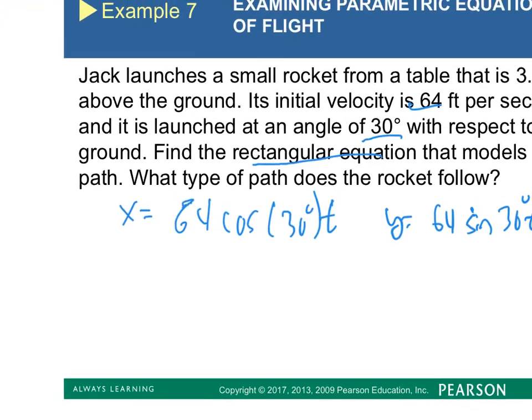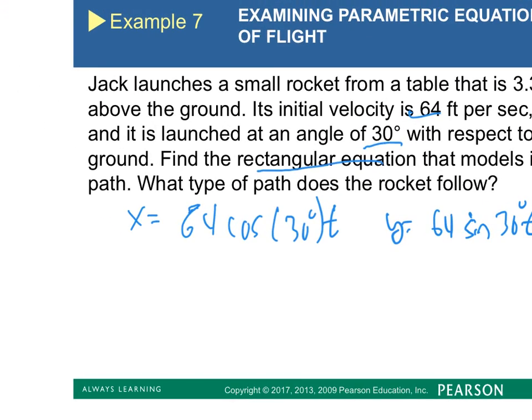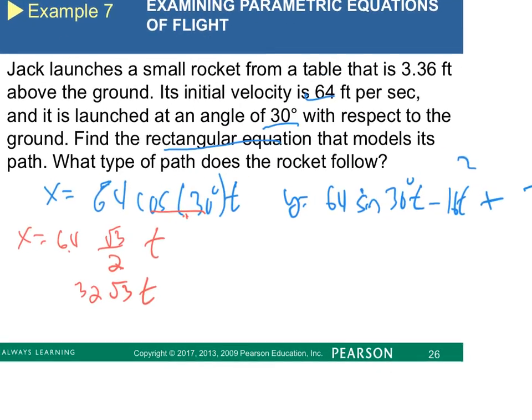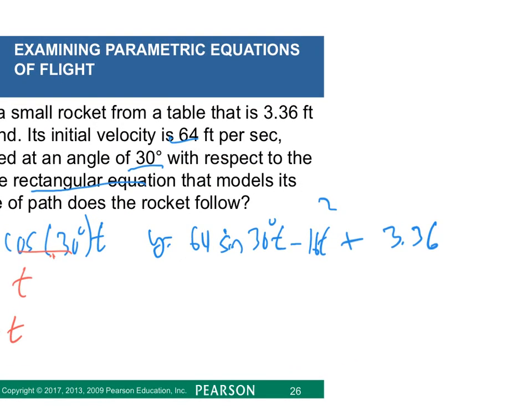Let's clean it up first because these are easy angles. What's the cosine of 30? That's the square root of 3 over 2. So x is really 64 times the square root of 3 over 2 t. That turns into 32 square root of 3 t because the 2 goes into 64. Over here, sine of 30 is a half. That becomes 64 times a half t, minus 16t squared plus 3.36.